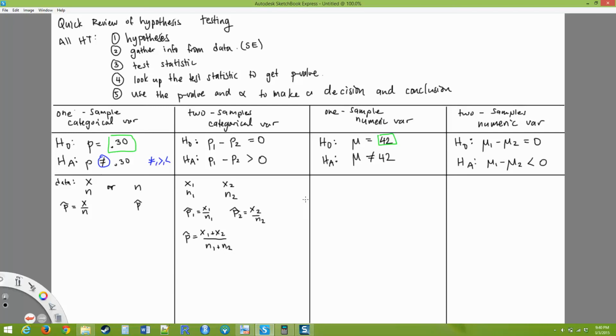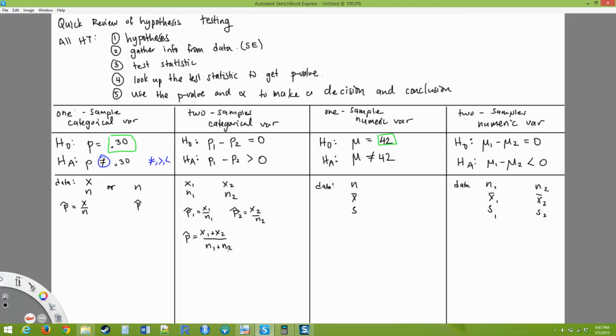One sample, numeric variable, your data will have an n, an x bar, and an s. Two samples, numeric variable, you'll have an n, an x bar, and an s for each sample. We just put little subscripts to indicate that it comes from sample 1 or sample 2. So when you read a problem, label all the bits of information, and then your life will be much easier.